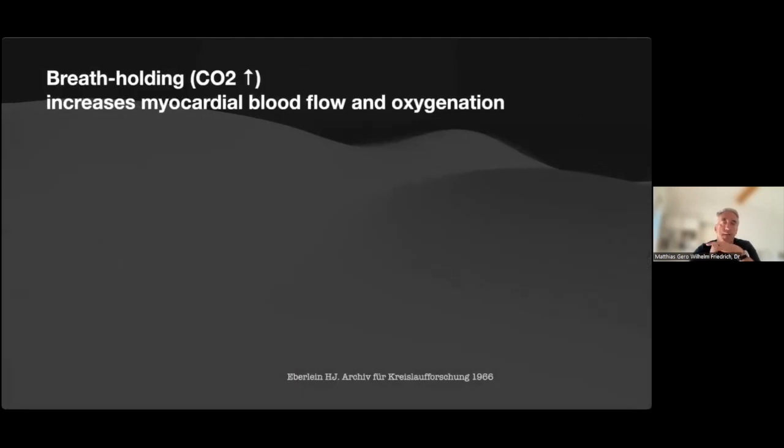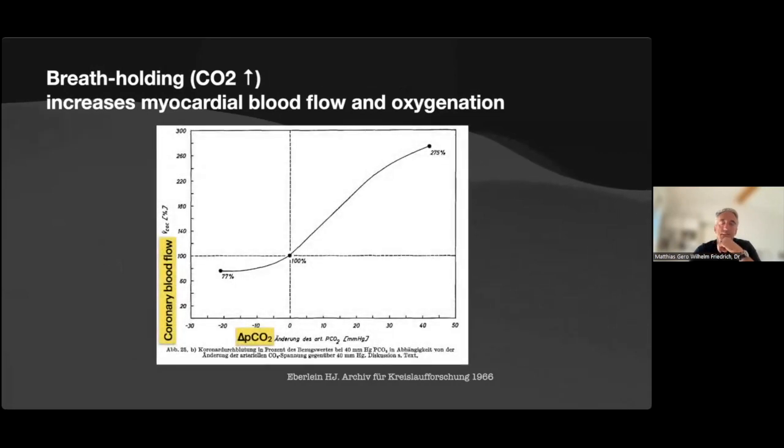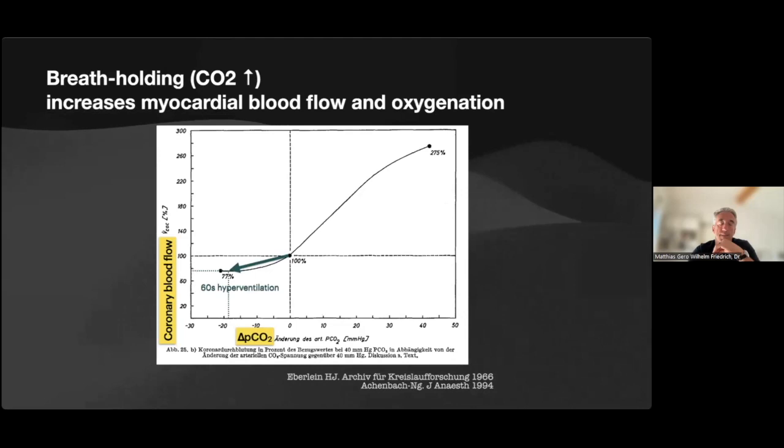And this is the most complicated slide I want to show you here. This is actually from a German paper from 1966. And this study could show that if you change carbon dioxide, and if you hold your breath, you change that significantly. And if you hyperventilate, you also change it. So if you hyperventilate for a minute, your coronary blood flow actually drops by almost 25% because of the ability of carbon dioxide to act as a vasodilator. So carbon dioxide is a vasodilator. If you breathe it off by hyperventilation, then you reduce your coronary blood flow.